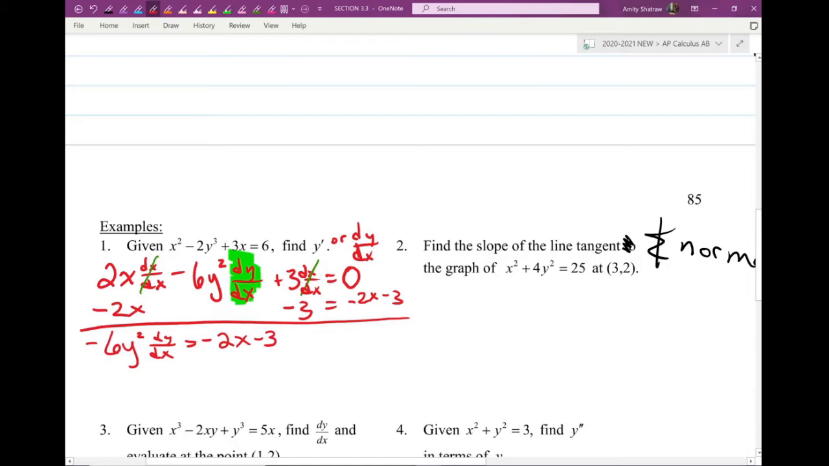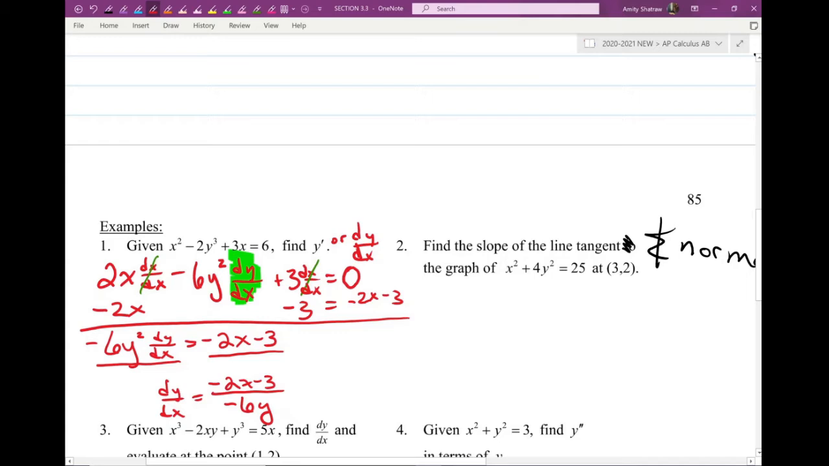And then dy/dx can be isolated by dividing by negative 6y, and I'm not even going to write that. I'm just going to write the next step. Ready? dy/dx equals negative 2x minus 3 divided by negative 6y. And you can leave it like that.